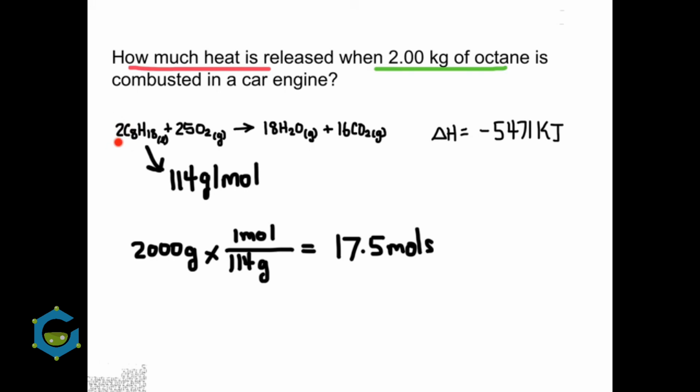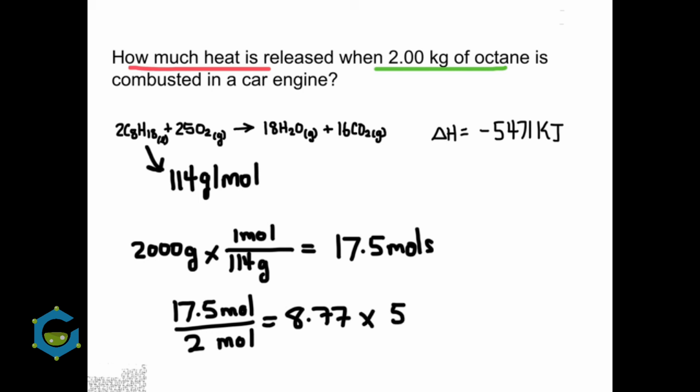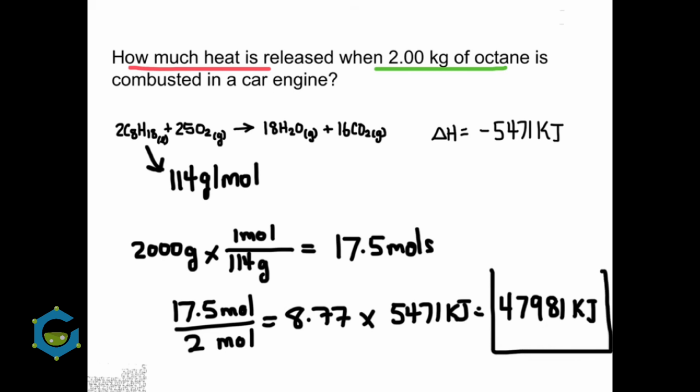This recipe makes heat from 2 moles, or needs 2 moles to make this much heat. So I'm going to find out how many times bigger 17.5 moles is compared to 2 moles. So I can take 17.5, divide it by 2, and I'm going to end up with 8.77. That's how many times bigger this number is compared to 2. Now I can multiply my answer by the heat from this recipe, and I end up with a total heat produced of 47,981 kilojoules.